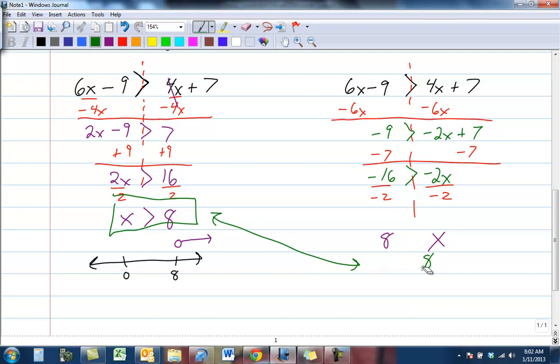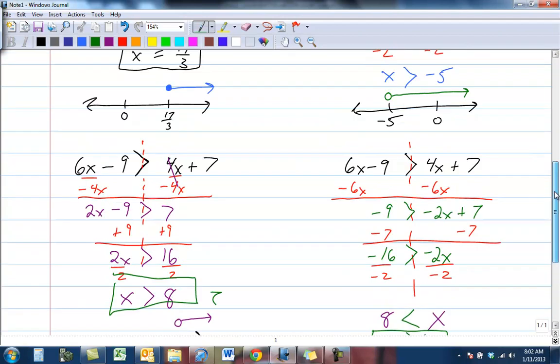And that is why, this is kind of a proof as to why if you multiply or divide by a negative number, you have to switch the inequality symbol, so that when you write this backwards, x is greater than 8, we get the same answer that we did the first time. So this shows you why you have to flip the symbol if you multiply or divide by a negative number. Oh, by the way, the graph for that is right there.